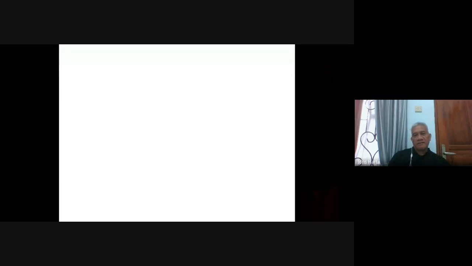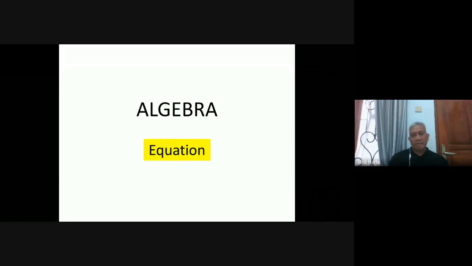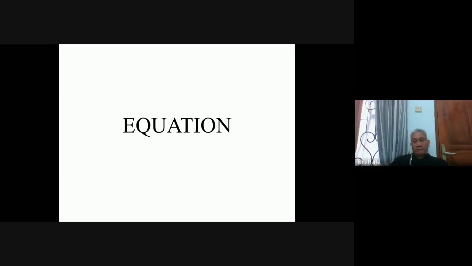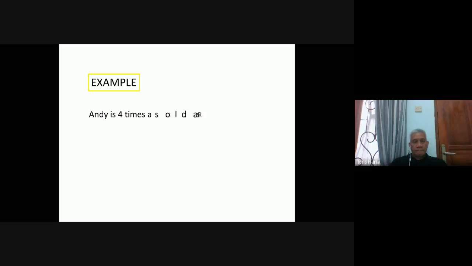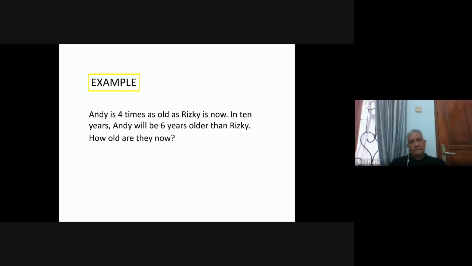Okay. Today I'm going to talk about equations. To solve an equation means to find the value for the variable that makes the equation true. Let's look at a simple example. Andy is 4 times as old as Rizky is now. In 10 years, Andy will be 6 years older than Rizky. How old are they now?